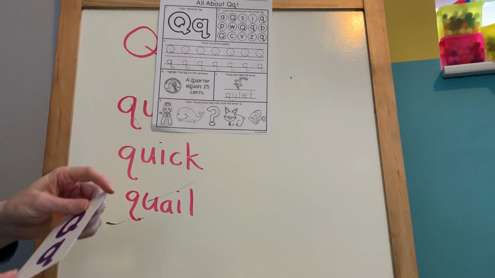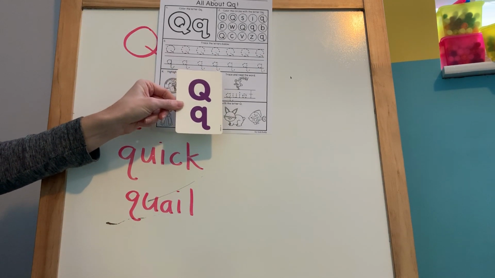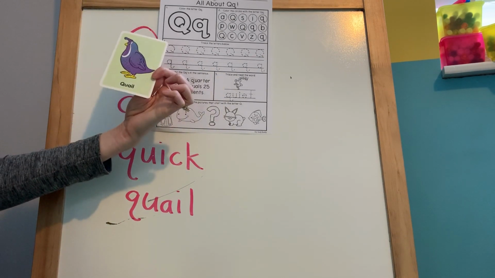Okay, make sure you keep practicing that letter Q. Q says ka, ka, quail.